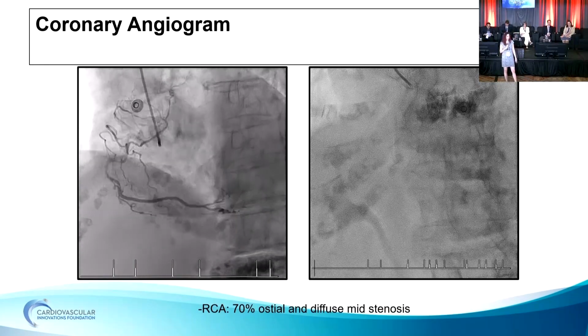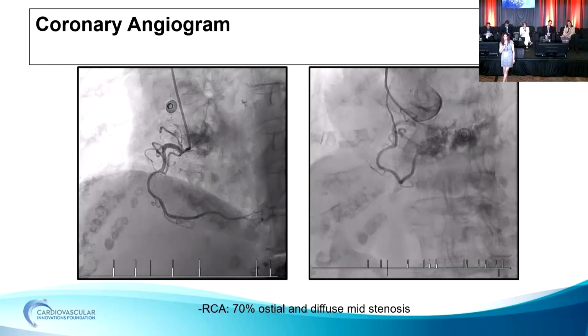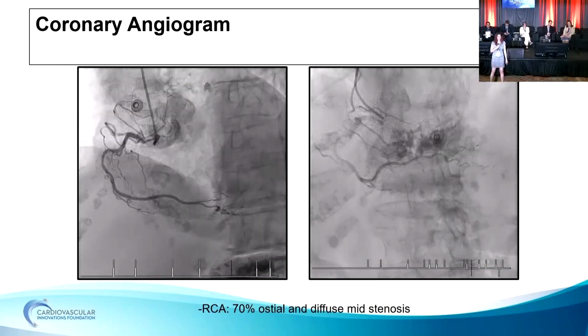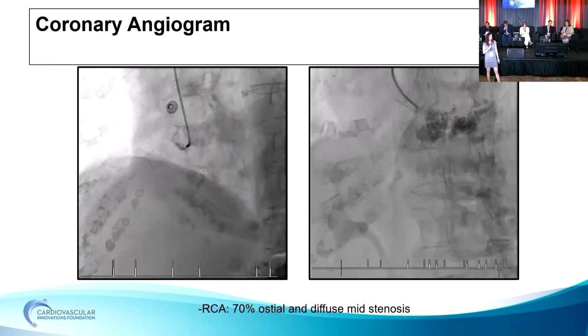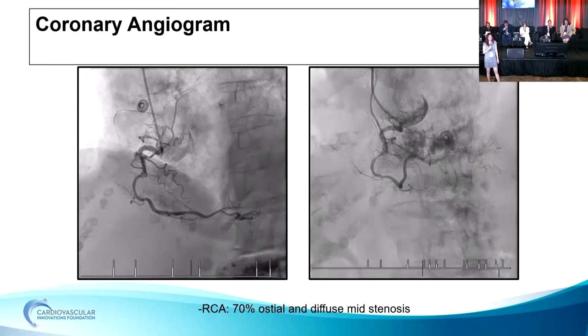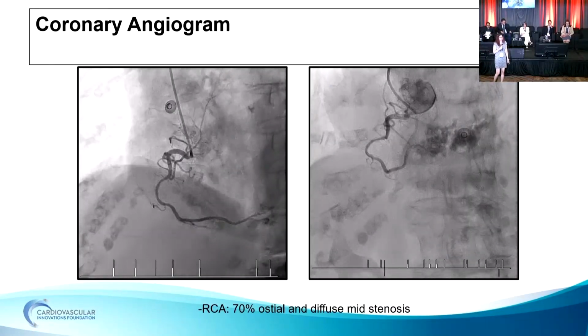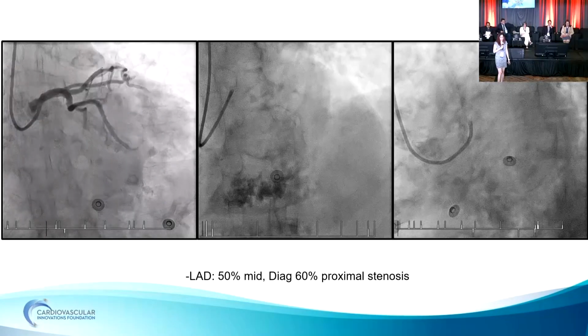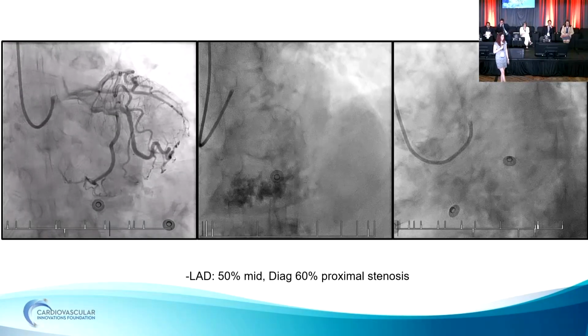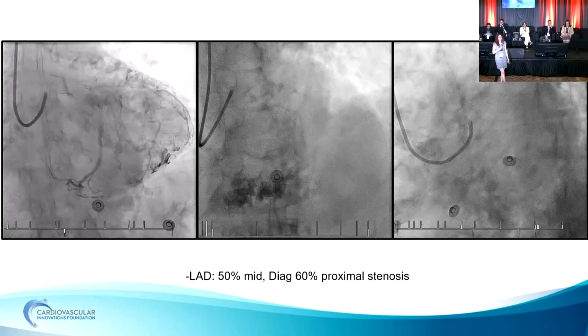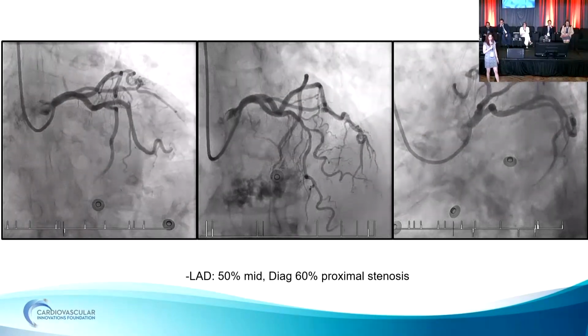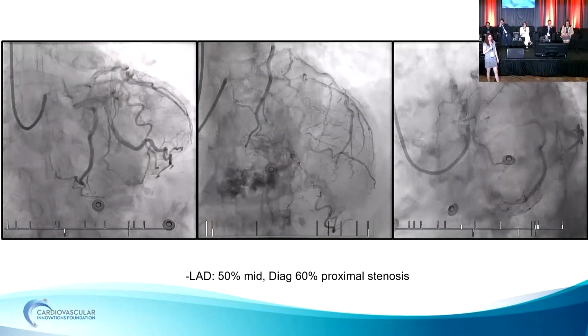The RCA is diseased in the ostium as well as in the mid portion. You can see that the takeoff is actually downgoing and there's about a 70% lesion there, and then the mid RCA has 60 to 70% diffuse stenosis. The left system had mid-LAD disease and an ostial diagonal lesion, so it didn't really look very significant.